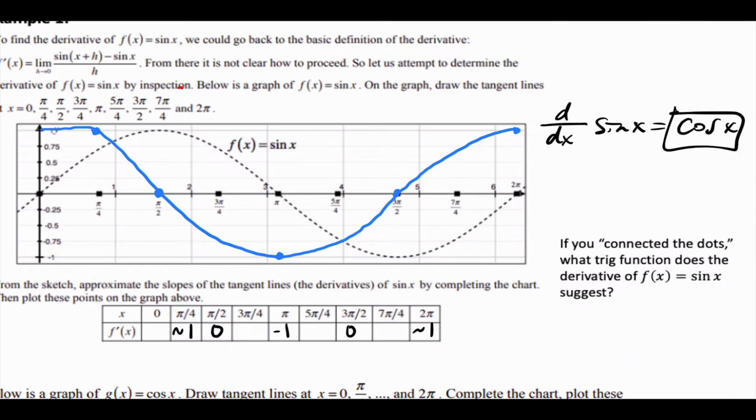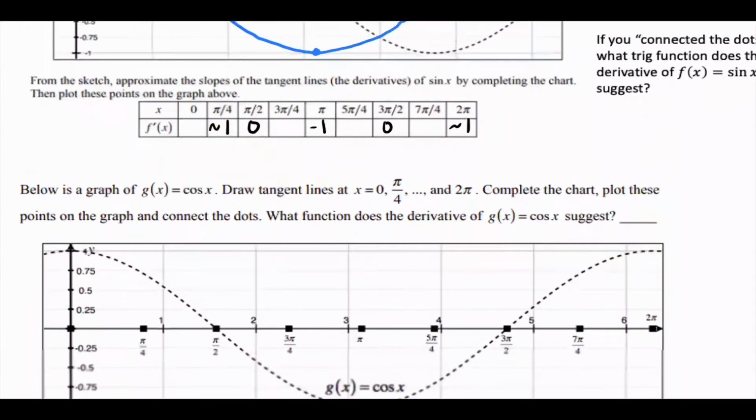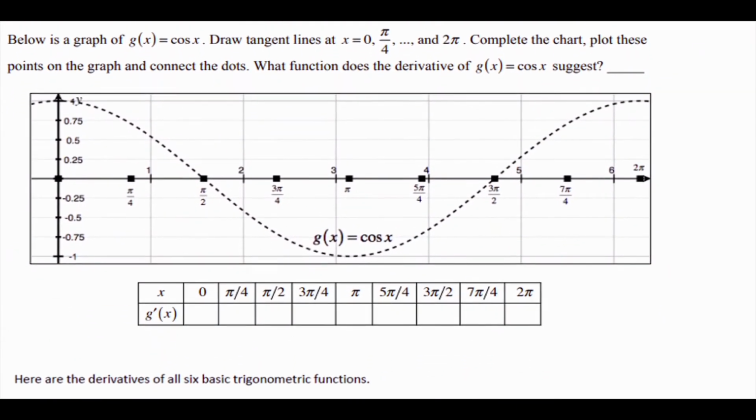Okay. Now let's go to the bottom. Now we're going to start with cosine. We're going to do the exact same thing. Try to find slopes of tangent lines. So where are good places to start for this guy here, for slope of tangent lines? What x values would be a good place? I would say there's a few of them.